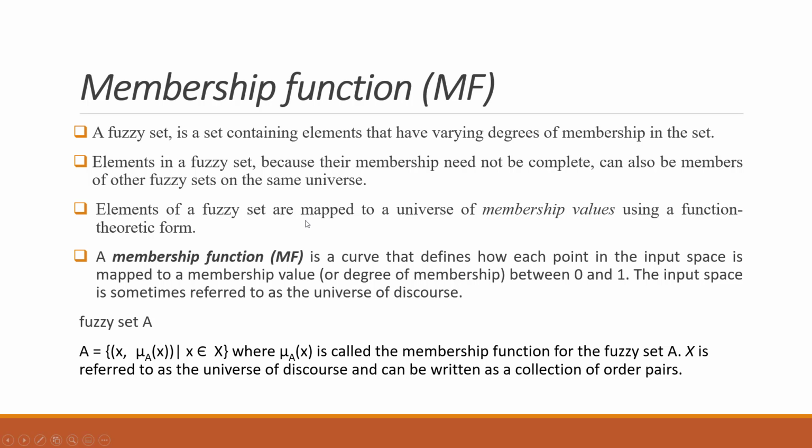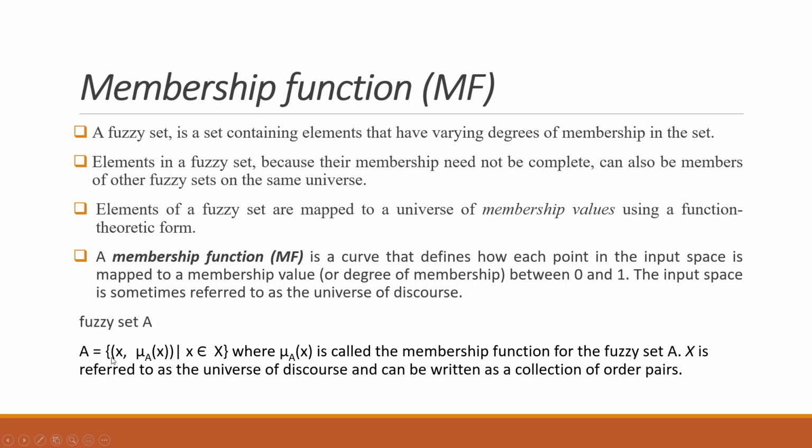Elements of a fuzzy set are mapped to a universe of membership values using a function-theoretic form. So this is called a membership function. What is a membership function? Basically, this is a curve that defines how each point in the input space is mapped to a membership value, or degree of membership, between 0 and 1. It is a function which maps each and every point of that set to the universal set. The input space is sometimes referred to as the universe of discourse. So we also call it the universal set.